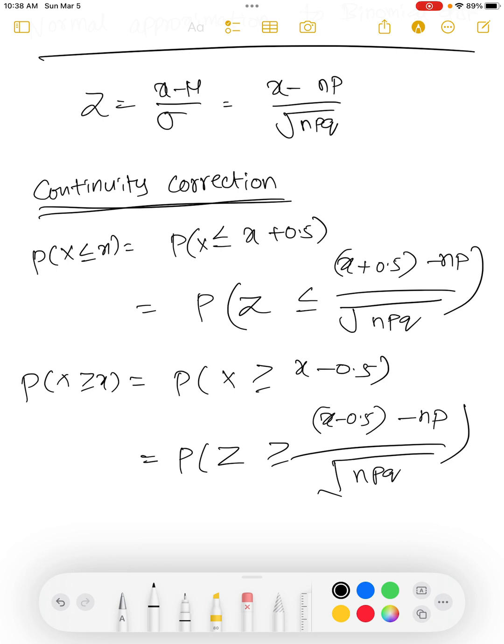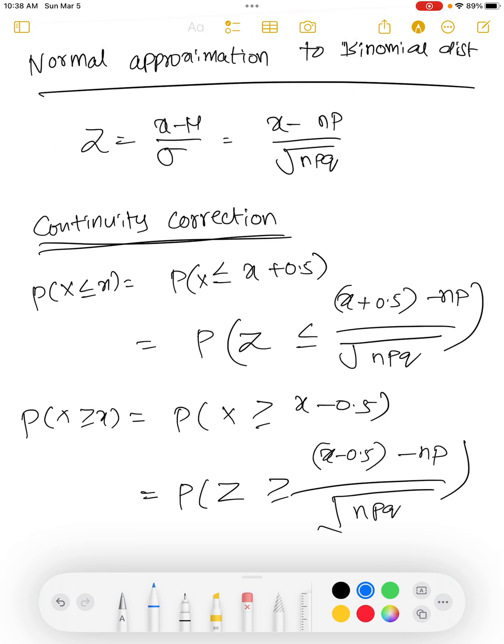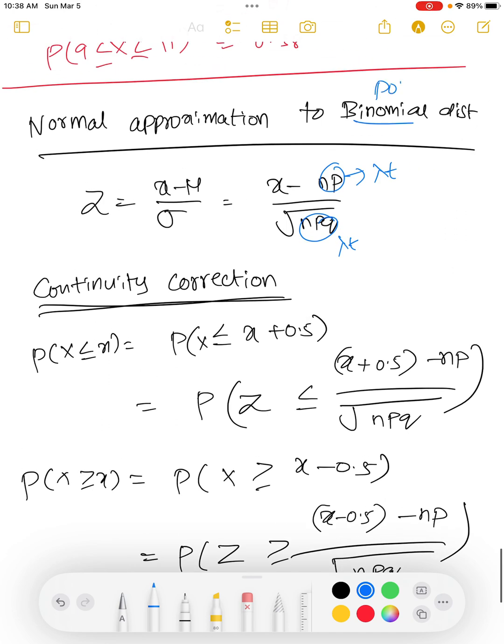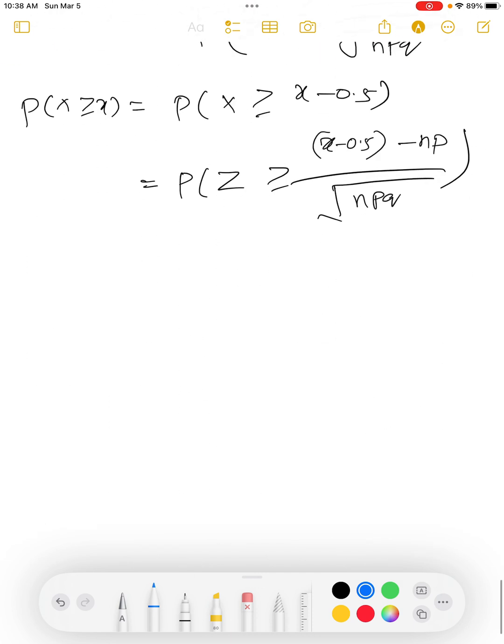You can find more details, like normal approximation to the Poisson distribution. Simply, instead of npq, you will calculate lambda t, and this is also lambda t. For the Poisson distribution, you can find more details in my handwritten notes and Dr. Stayari's PPT as well. So let's move to a new distribution, that is the exponential distribution.